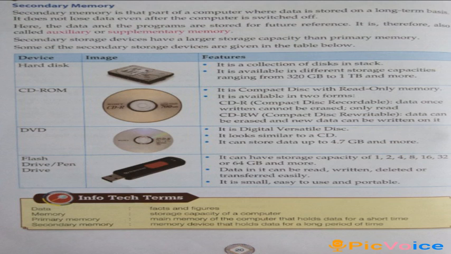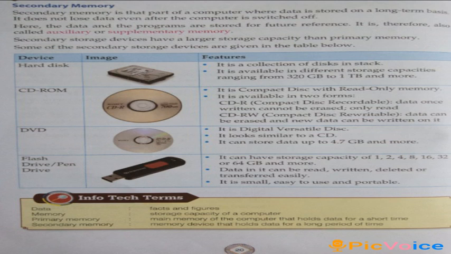Device, image, features. Hard disk: it is a collection of disks in a stack. It is available in different storage capacities ranging from 320 GB to 1 TB and more. CD-ROM: it is compact disk with read-only memory. It is available in two forms: CDR, compact disk recordable, where data once written cannot be erased, only read; and CD-RW, compact disk rewritable, where data can be erased and new data can be written on it.